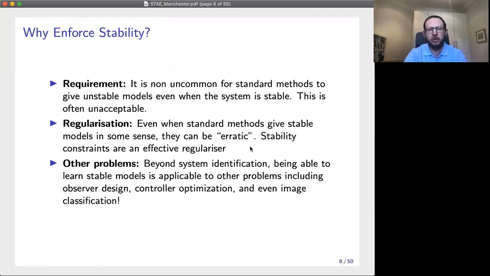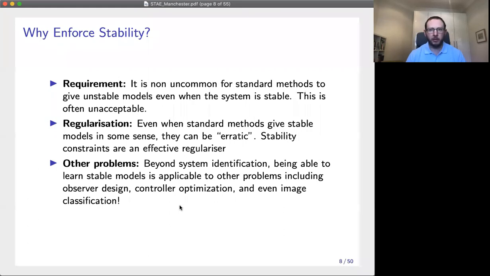And although it won't be the topic so much of this talk, being able to learn or optimize over sets of stable models is actually very useful in a lot of other problems. For example, we can formulate nonlinear observer design problems in terms of searching over stable nonlinear systems with some additional constraints. There are many controller optimization problems based on versions of the Youla parameterization where you need to search over some stable parameter, which is basically a stable system.